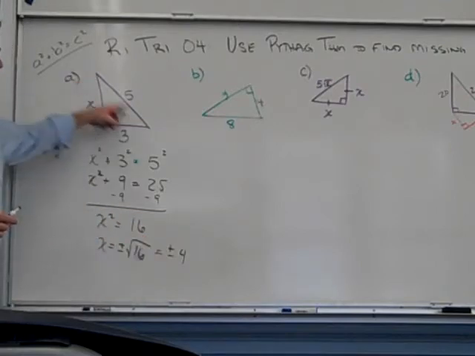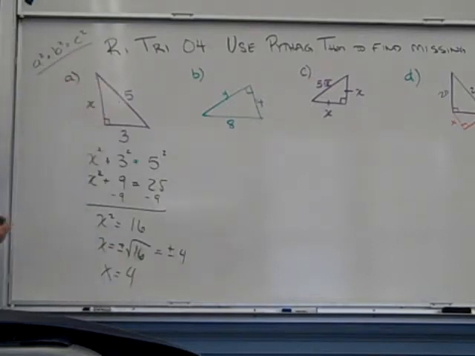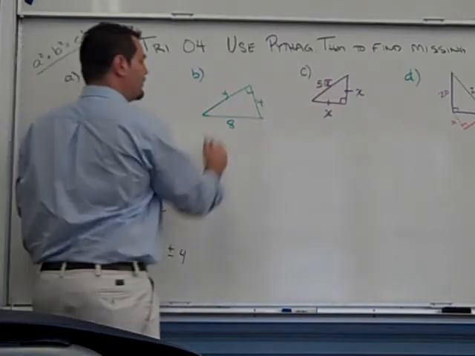However, because we're talking about the lengths of a geometric figure, the negative value doesn't make any sense. So we're going to say, in this case, x equals positive 4. That's our solution. That's the length of the missing side as suggested by this skill. Right, try 4. Second one, very similar problem.